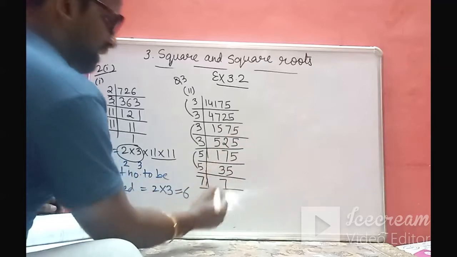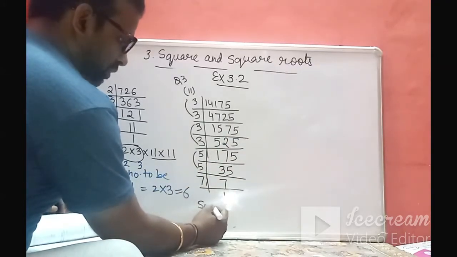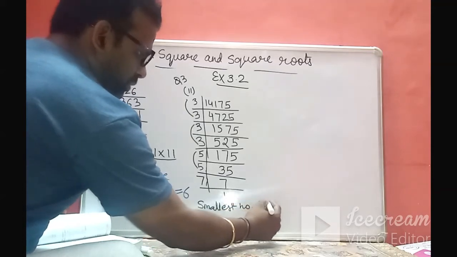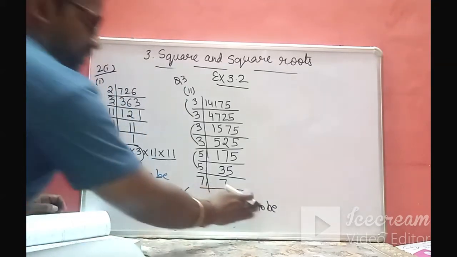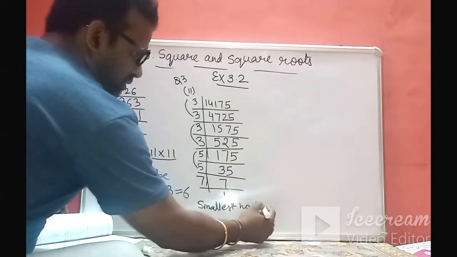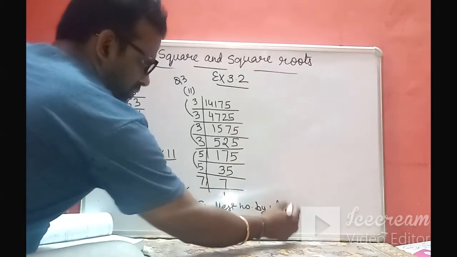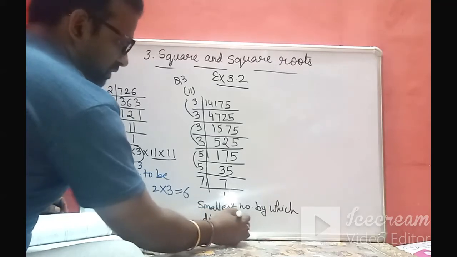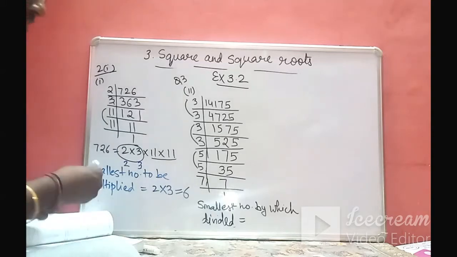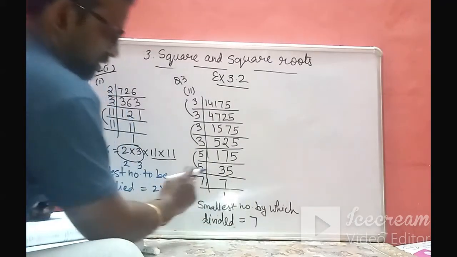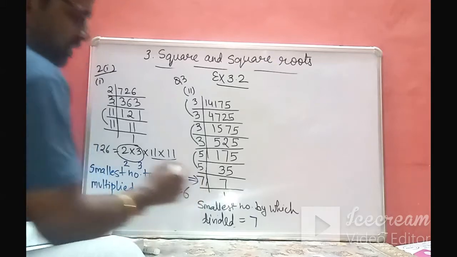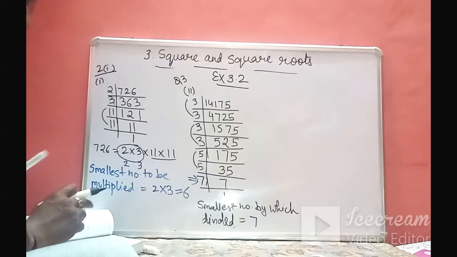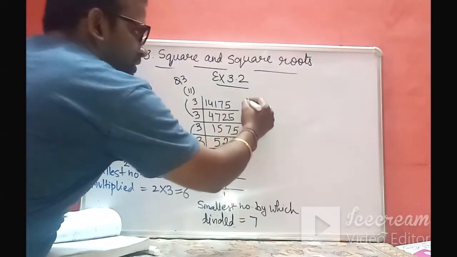So we can say that the smallest number by which this number is to be divided will be this 7 only, because this 7 is not having the pair. One more thing is asked: find the square root of the resulting number. So for that let's calculate the resulting number.